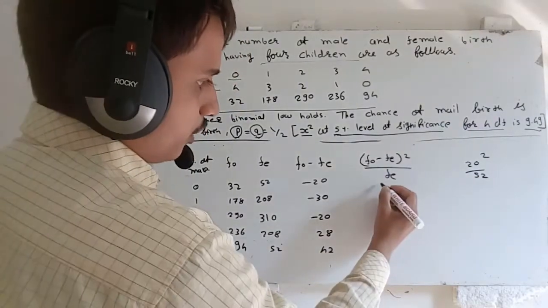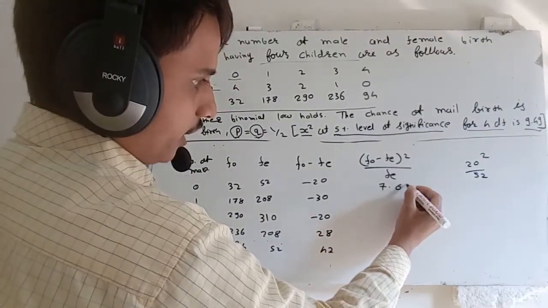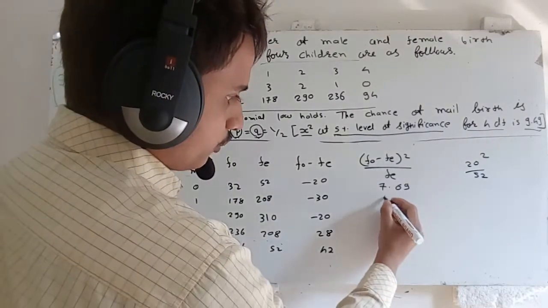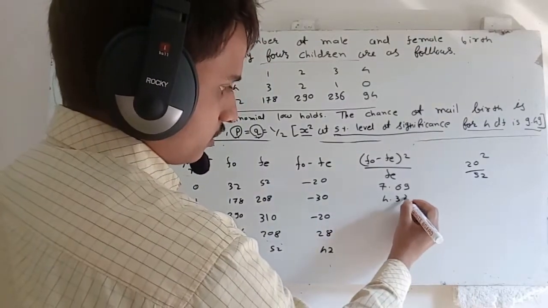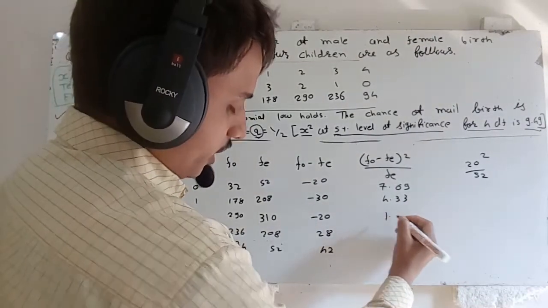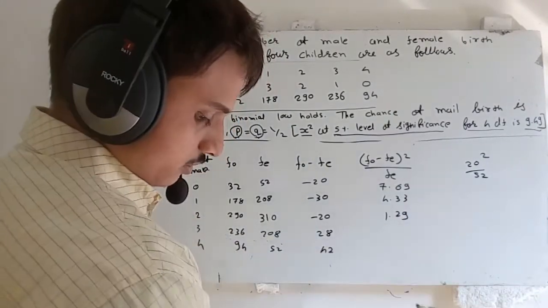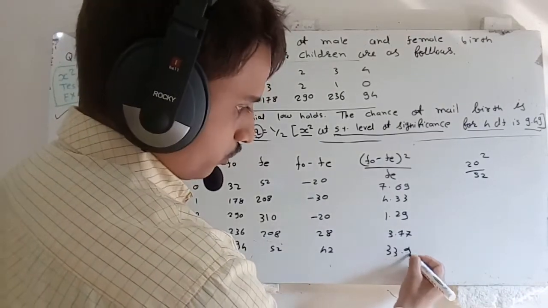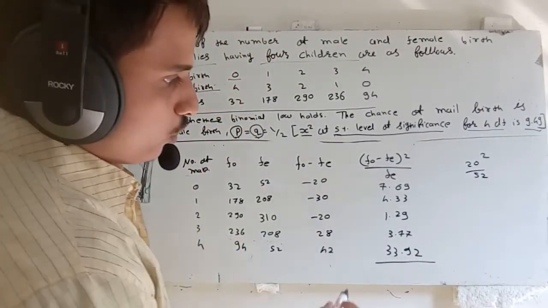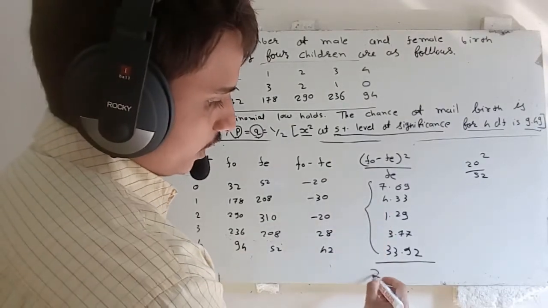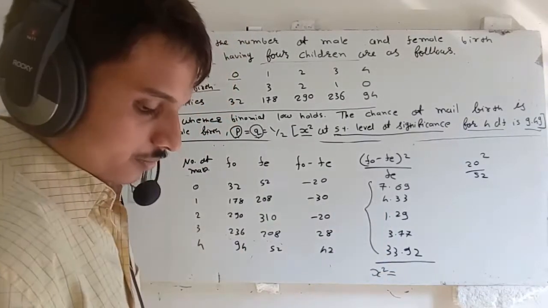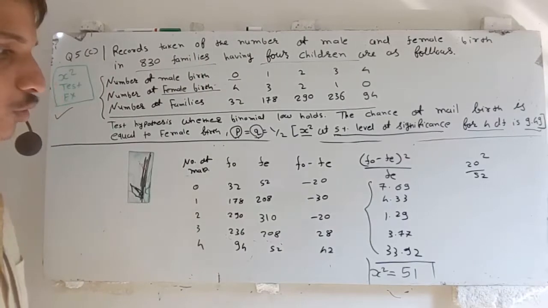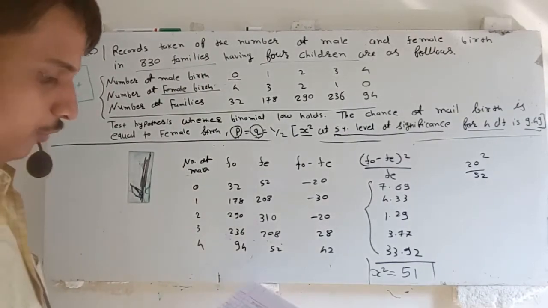So you will get 7.69. 30 square divided by 208 is 4.33. Then 1.293, 33.77 and 33.92. Now you have to sum up all these values and you will get x square is equal to 51, exactly 51. So this is the completion of our fourth step.